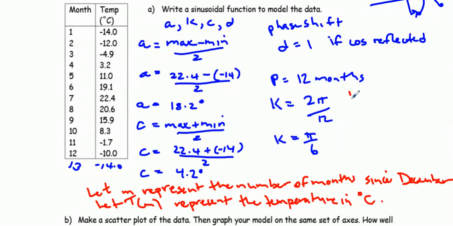Okay, so let's come up with the equation then. We've got T of M is equal to our A, which is 18.2. I'm going to run out of room here. But I need to add a negative onto that because of the reflection. It's a cos. I need my K, which is pi by 6.